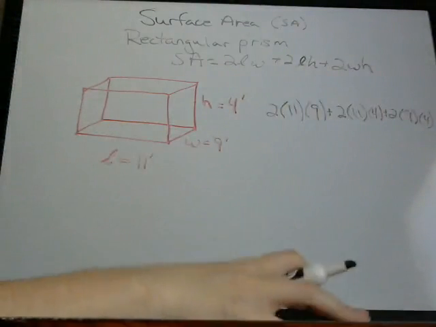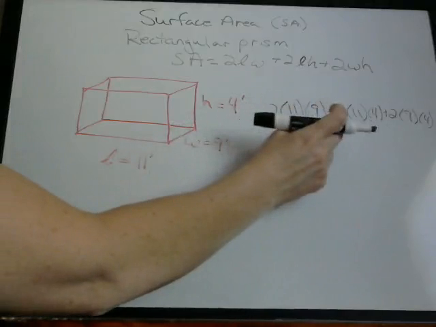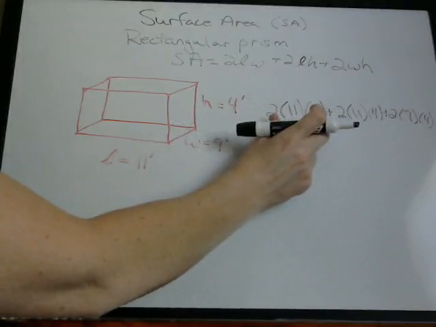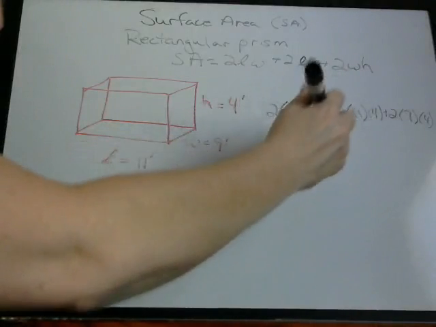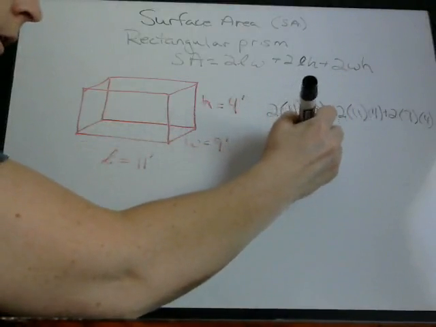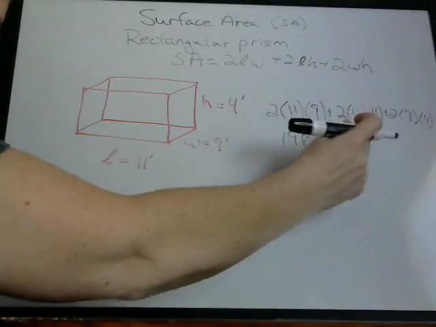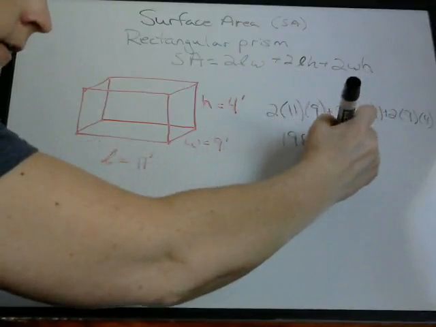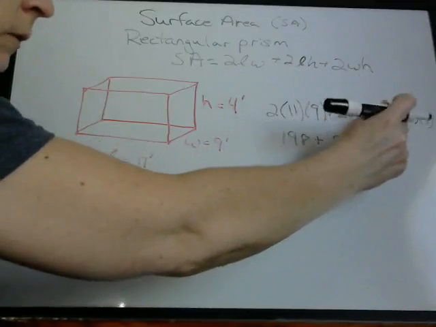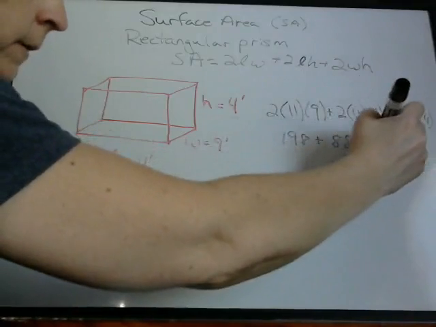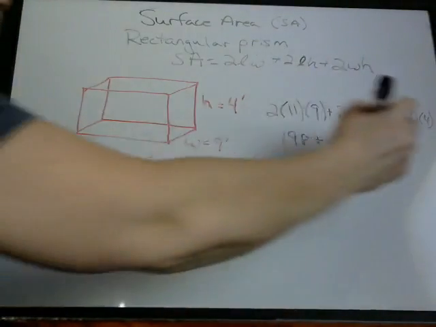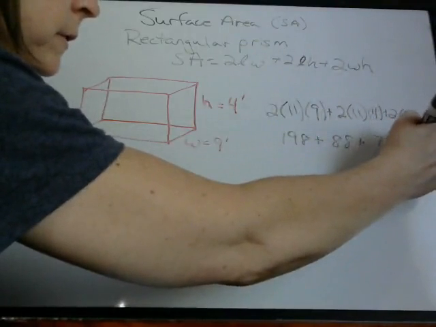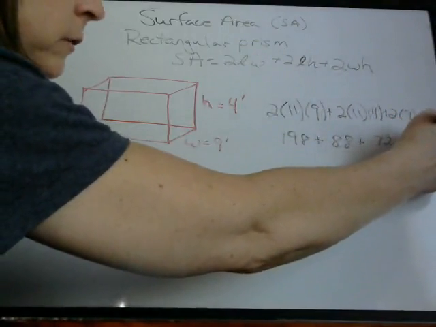So you just plug this into your calculator. Make sure you know the order of operations, so you have to do the multiplications first. So 2 times 11 times 9 is 198. 2 times 11 times 4 is 88. 2 times 9 times 4 is 72. If you add all those together on your calculator, you're going to get 358 feet squared.